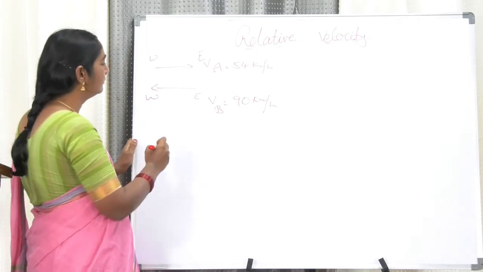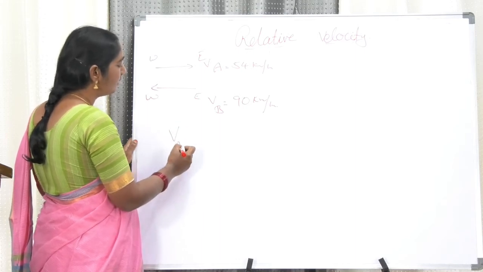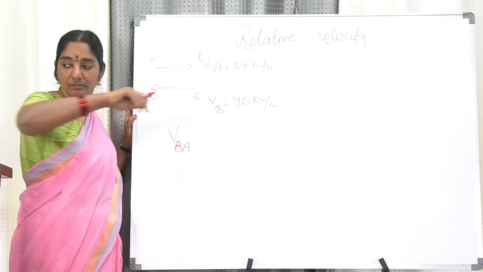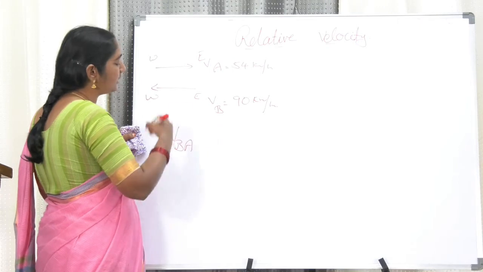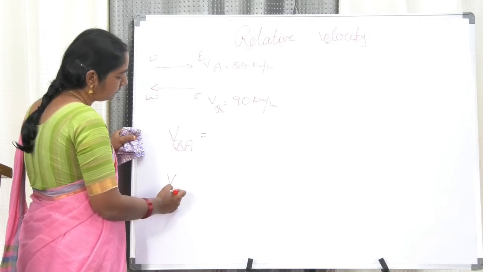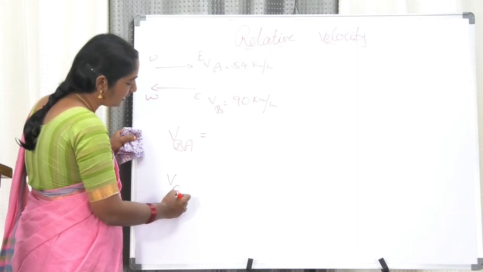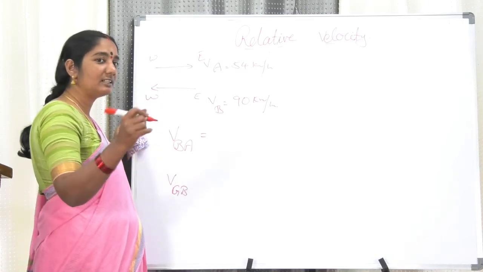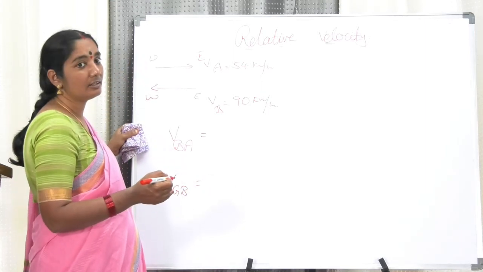Find the relative velocity of B with respect to A. Please, I request all of you, let us not get confused: velocity of B with respect to A. Next question is the relative velocity of ground with respect to B. Is it B with respect to ground or ground with respect to B? Ground with respect to B. Okay, good.